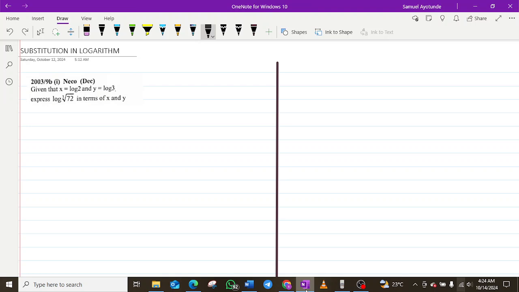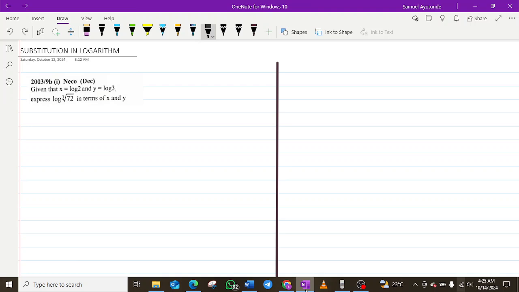So, we are focusing on substitution in logarithm today. How does substitution in logarithm work? In substitution in logarithm, certain values, at times a number, at times an expression, and at times just an alphabet, will be given to replace certain logarithm values after the logarithm value has been simplified. So that is logarithm substitution, or substitution in logarithm.